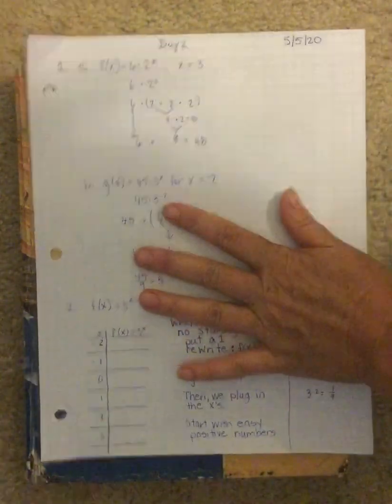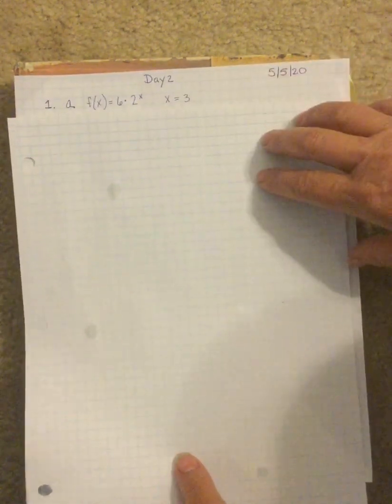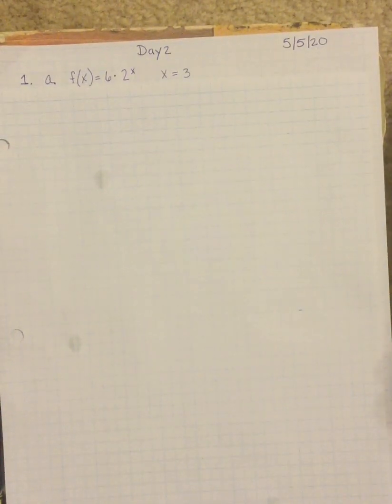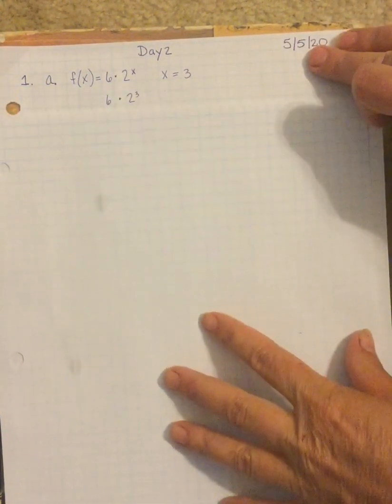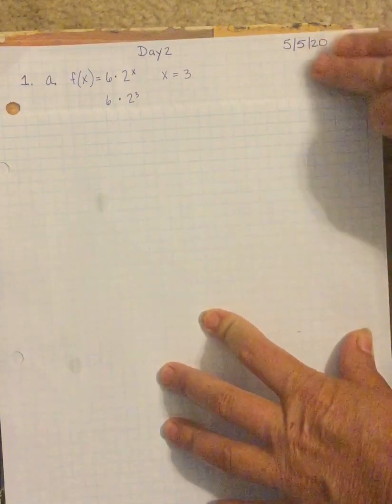Okay, so let's look at the first problem. Let's see if you could see that. Let me make it a little bit bigger. So it's f of x equals 6 times 2 to the x power, and x equals 3. So you're going to plug that 3 into the x, okay? So for the next line here, we're just going to put 6 times 2 to the third power.